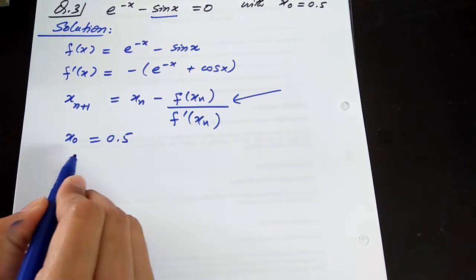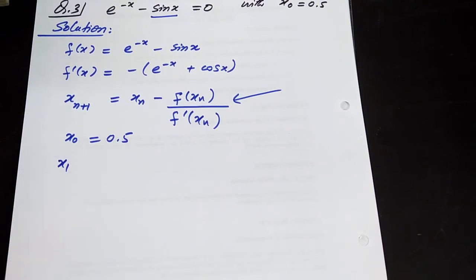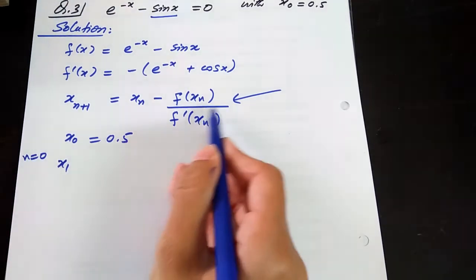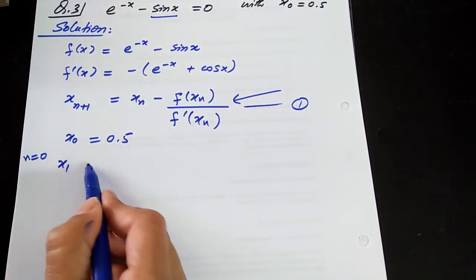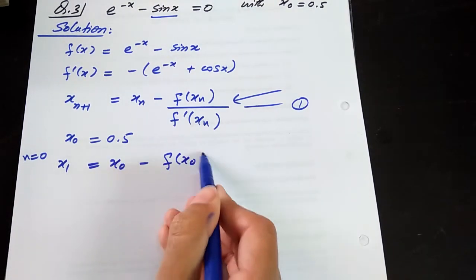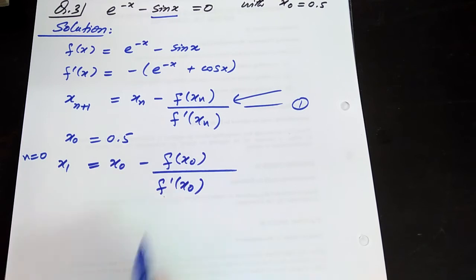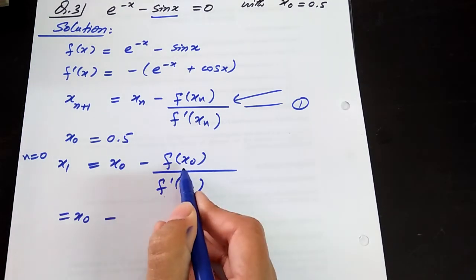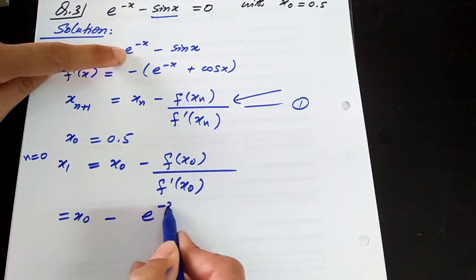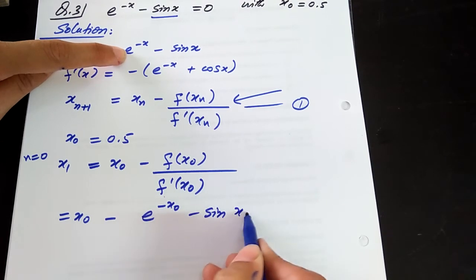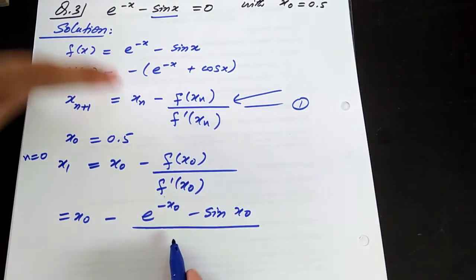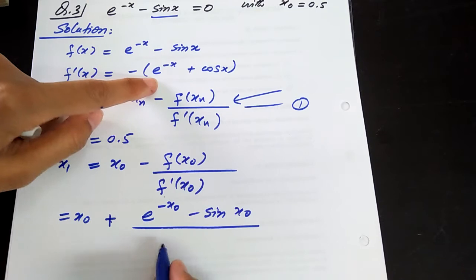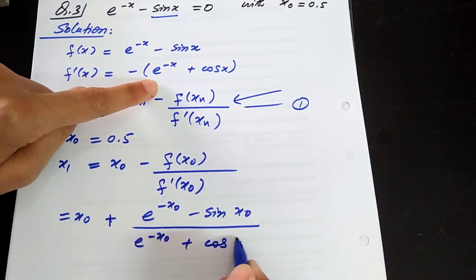Okay, first of all, your x naught is 0.5. Now your x1 will be, put n equals 0 here. For n equals 0 in equation number 1, you will have x1 equals x naught minus f of x naught divided by f dash of x naught. Now replace your function value from x naught. This will be x naught minus, function is e raised to power minus x, this will become e raised to power minus x naught minus sine of x naught divided by f dash of x naught. This minus and this minus will become plus. So you will get here e raised to power minus x naught plus cos of x naught.